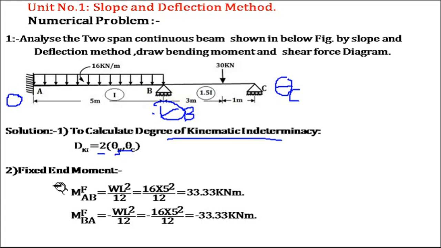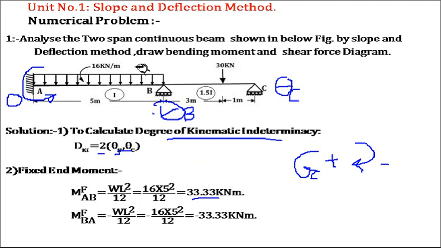Fixed moments are nothing but moments developed at the fixed end of the member due to the given loading. If you consider the member AB, the fixed moment will be in anticlockwise direction. The sign convention is that anticlockwise direction is positive and clockwise is negative. As it is subjected to a uniformly distributed load, the formula is WL square by 12. The value of W is 16, the length is 5, and if you solve it we'll get 33.33.